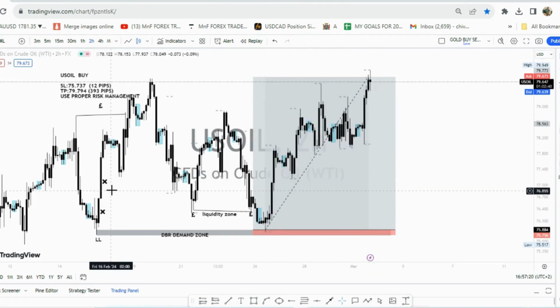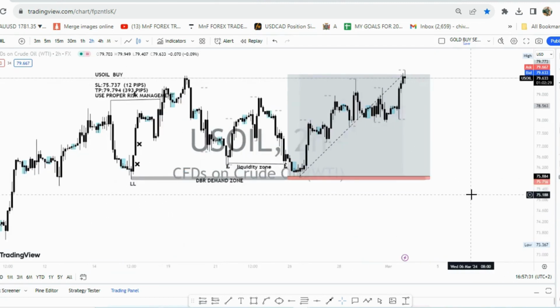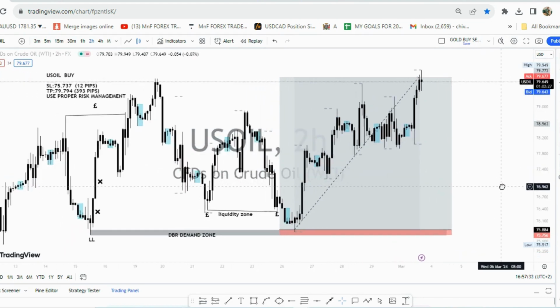Also, an important thing to note here is that you should always look for inefficiency candles like these ones right here. This tells you that the market is most likely to come back to that particular area for the market to be efficient. That is extremely important, guys.